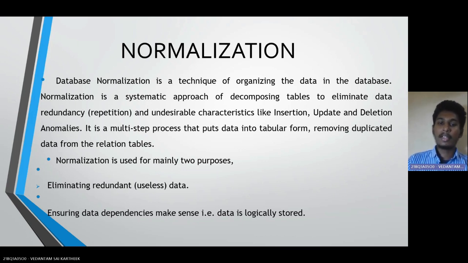We may need to delete the items, which may lead to inconsistency. But due to deletion anomalies, we cannot. If we delete one tuple, it may not reflect in another tuple, which is a deletion anomaly. Normalization is a multi-step process that puts data into tabular form and removes duplicate data from the relation tables. Mainly, normalization is used for two purposes.